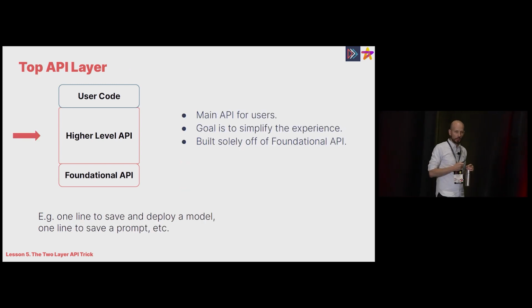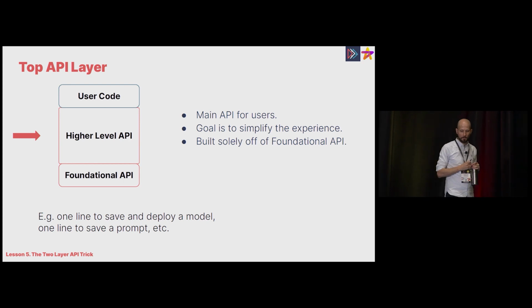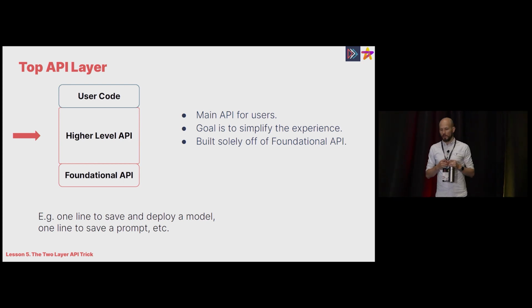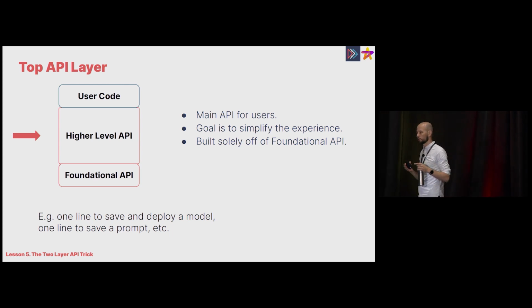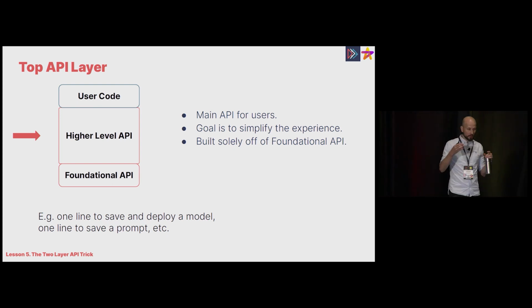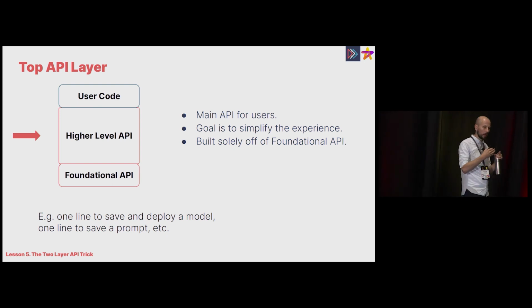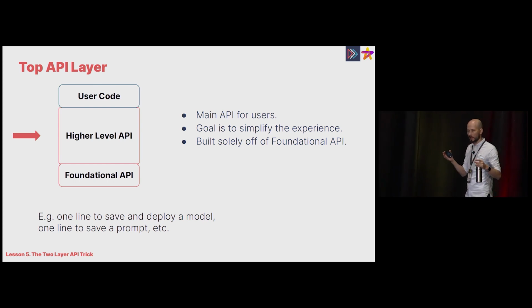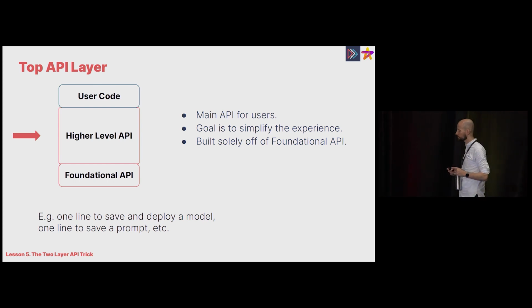The higher-level API is the one you want to give your users. The goal is to simplify the experience of building things, and one of the key assumptions is that it is built solely off your foundational API. For example, the higher-level API is like one line to save and deploy a model, so rather than having two steps, you can simplify it. Or in the LLM ops case, one line to save and version a prompt, or stuff like that.